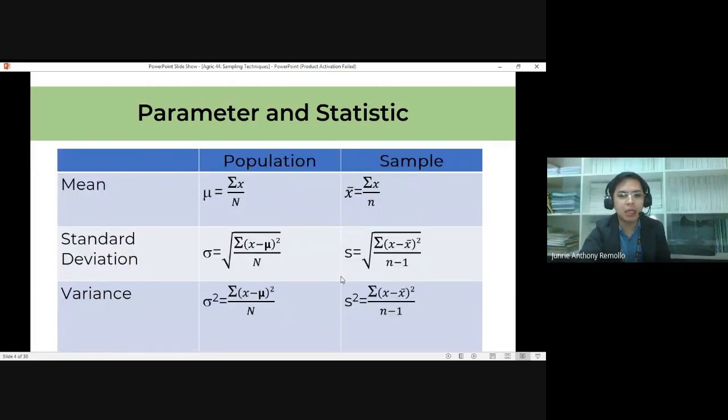These are the differences in the formulas for getting the mean, the standard deviation, and the variance. As you can see, as illustrated in the earlier slides, they differ mostly in the symbols or denotations. In a population, it is capital N, and for the sample it is small n. That pertains to the number of values in a particular observation. The same goes for the standard deviation and the variance. You should remember these formulas because they are very important, especially in solving these statistical measures of data.